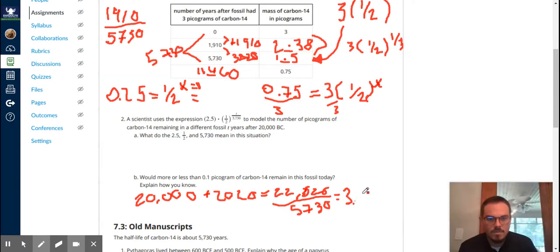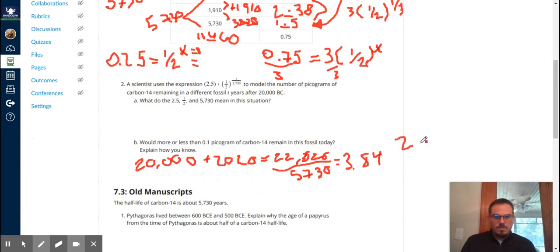So let's say 3.84 half-lives have taken place. So at that point, that's our new exponent, 3.84. In which case, what we're going to do is now plug that in to the function. We'll say that this scientist has 2.5 times 1/2 to the amount of half-lives that have taken place, 3.84. Now, we could have put that 22,020 in for t. We already did that. That's t, right? We just have our 3.84 now.